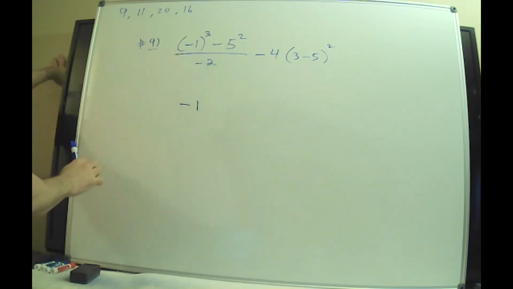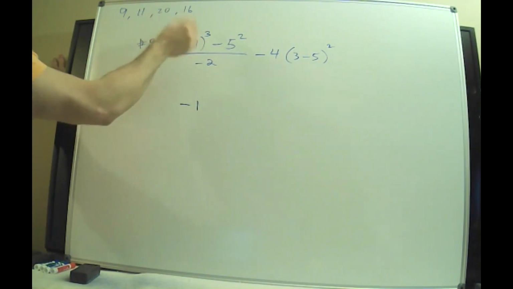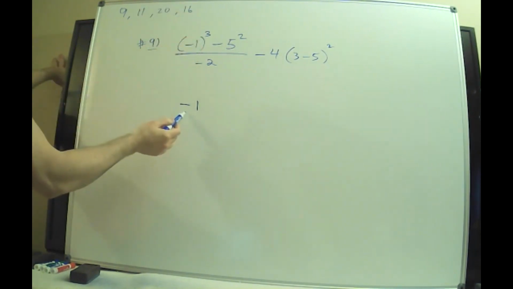Now you have an odd number of negatives. Remember, a negative times a negative is a positive. So if this was even, if this had been 4 or 8 or 22, it would have been positive. If it's odd, you get a negative.